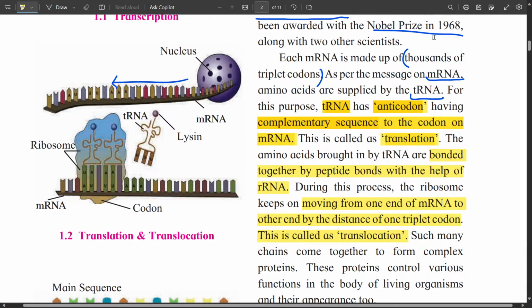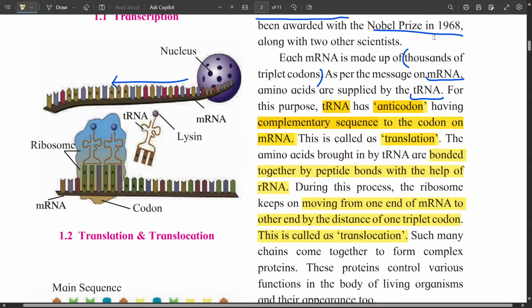So rRNA is moving through mRNA, it is browsing through mRNA, going from one end of mRNA to the other end, bonding the amino acids brought by tRNA using peptide bonds and preparing the proteins, complex proteins, which are necessary for the life processes of that cell and of that organism.